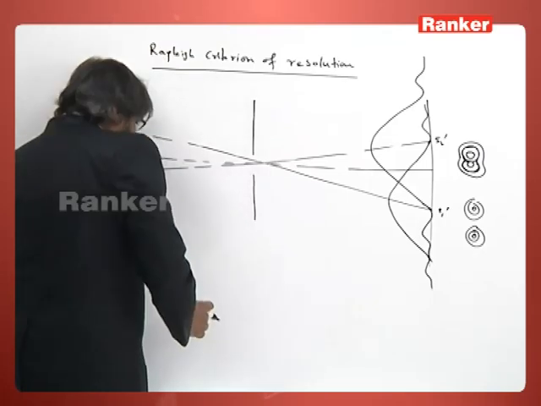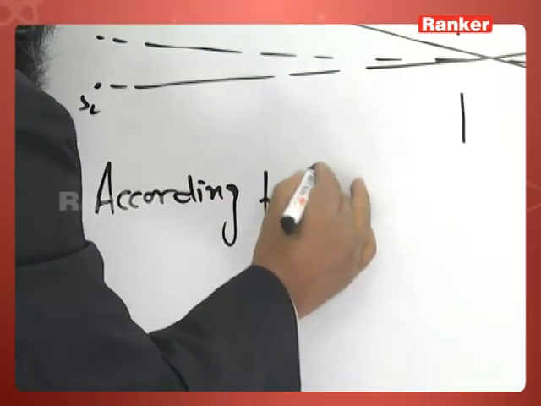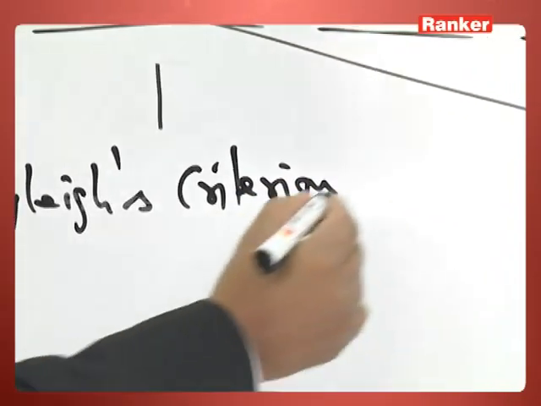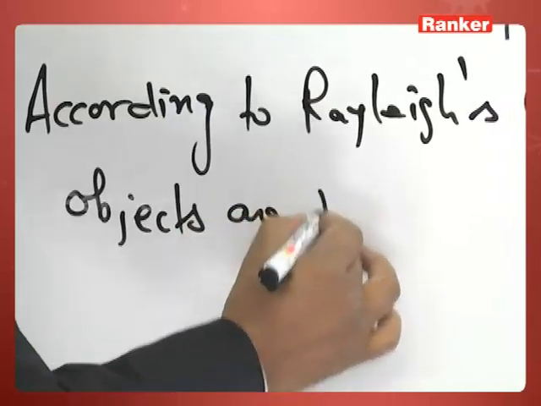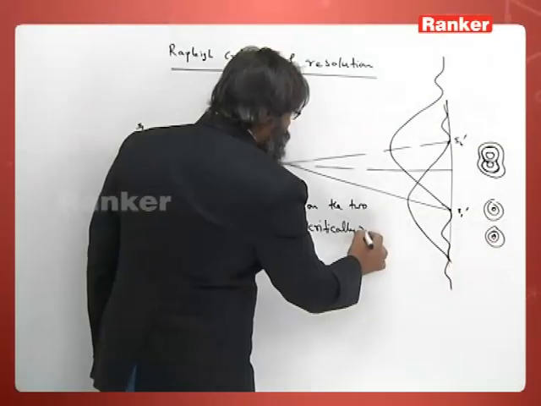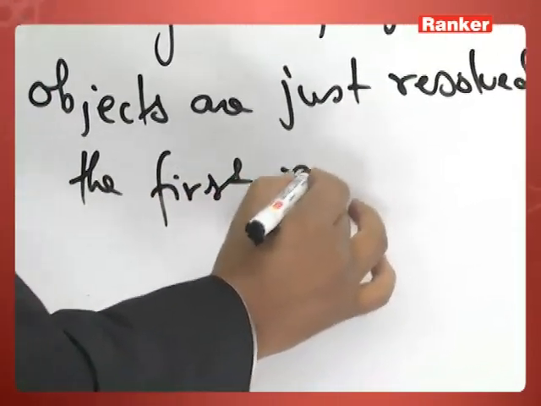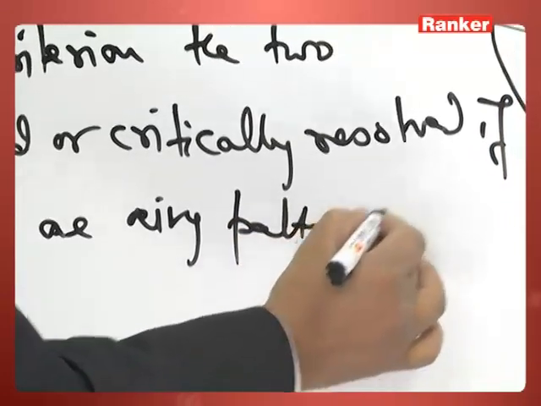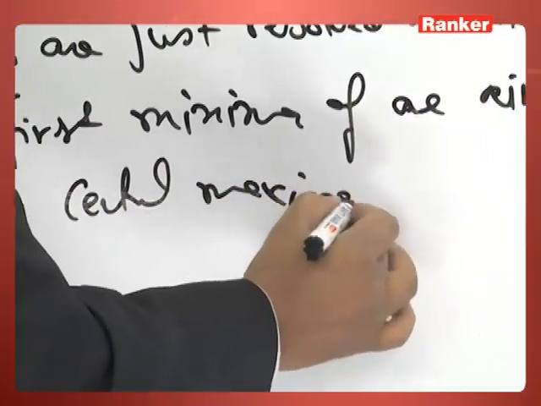So according to Rayleigh's criteria, the two objects are just resolved or critically resolved if the first minima of one Airy pattern falls on the central maxima of the other.